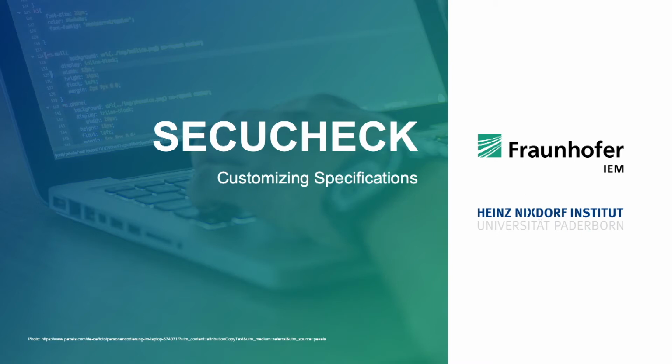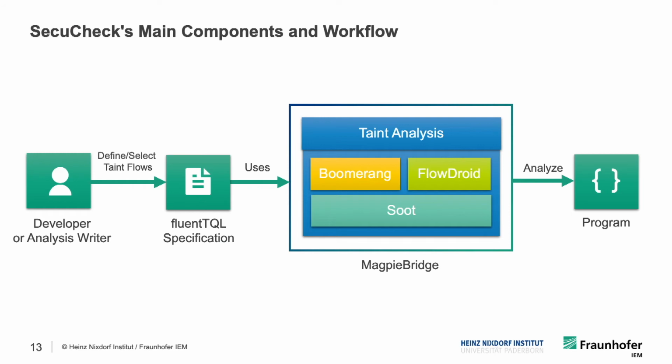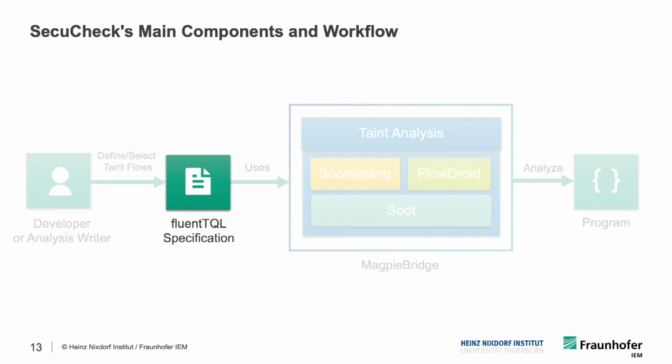In this video, we will demonstrate how to create specifications for SecuCheck using its Java internal domain specific language fluentTQL. In order for SecuCheck to identify potential software vulnerabilities in a program, we need to provide a specification that specifies a taint flow, and the analysis will attempt to identify whether or not the taint flow exists in the source code. The specifications are written using fluentTQL, which is a domain-specific language that represents a specification logic using a fluent interface, also referred to as method chaining.